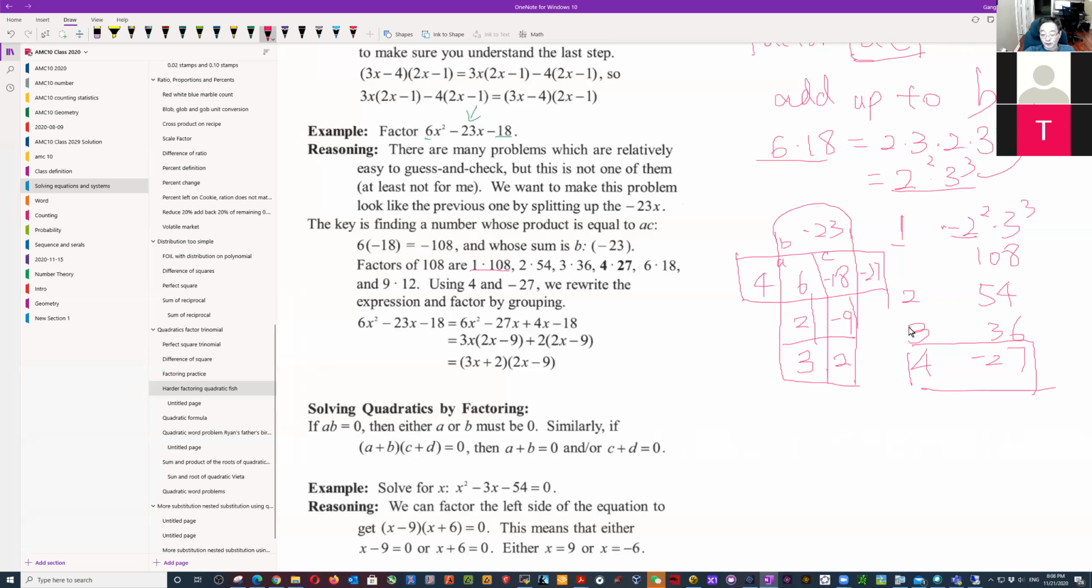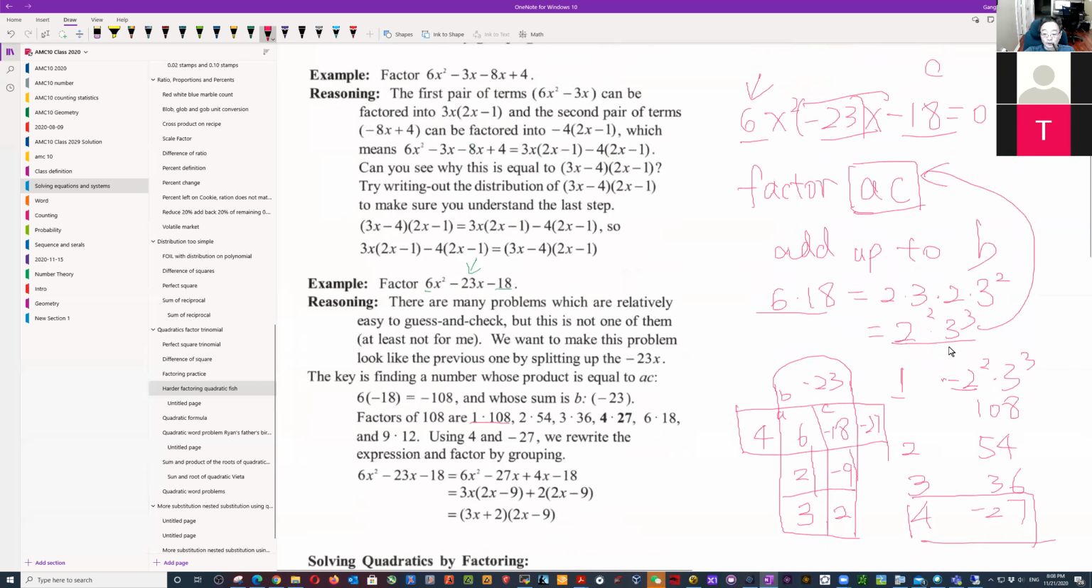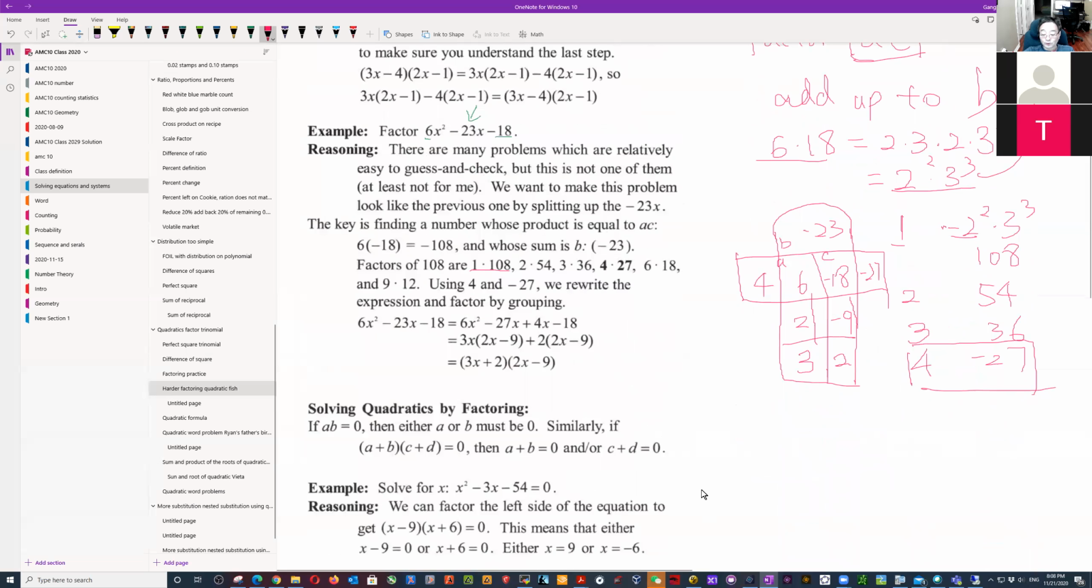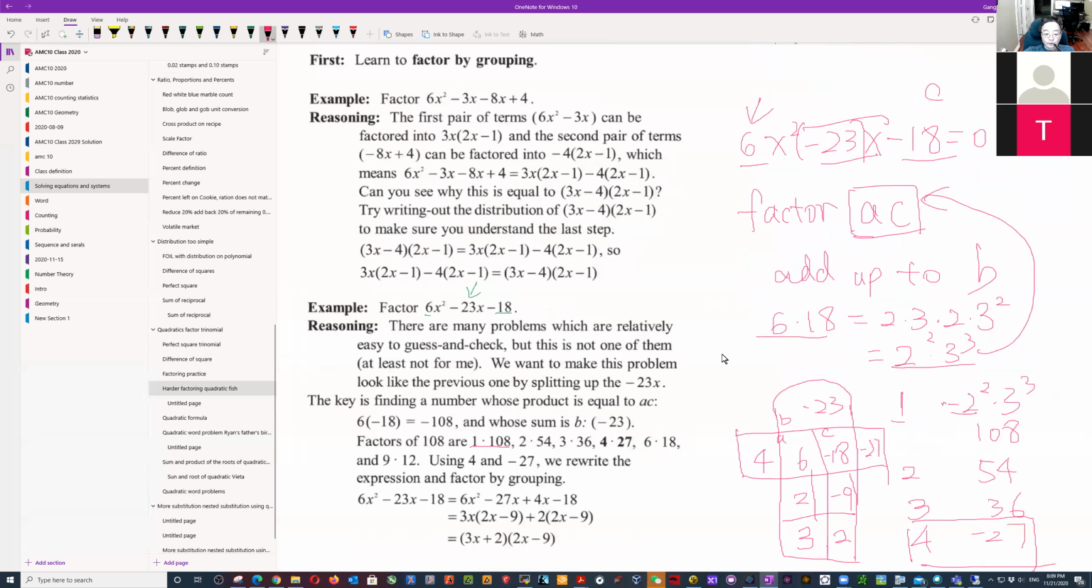This line needs to multiply to 4, because 4 and negative 27 are the ones that satisfy the condition of getting to this. Basically, using those tricks, we are able to solve this problem. After you successfully factor it out, this is just 2x minus 9 multiplied by 3x plus 2. So this is the way to factor it. And that's the way of factoring.